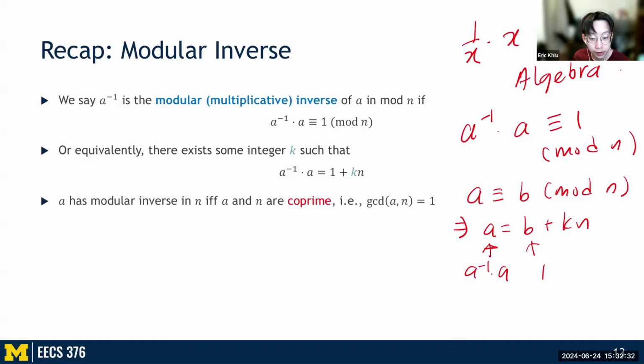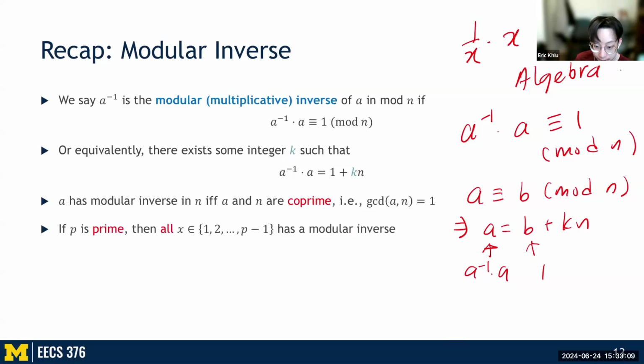We also know that a has a modular inverse in mod n if and only if a and n are coprime, or in other words, their GCD is 1. And if p is prime, then every number in its congruence class will have a modular inverse in mod p, because the fact that p is prime means its only divisors are itself and 1. That means every number in the congruence class has an inverse because they are all coprime with p.